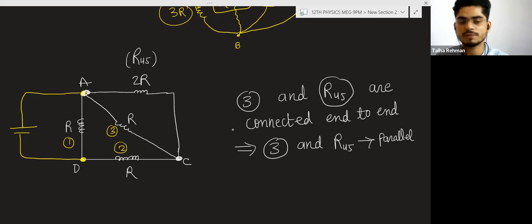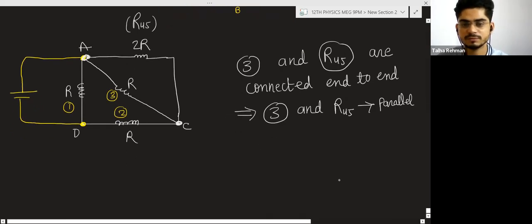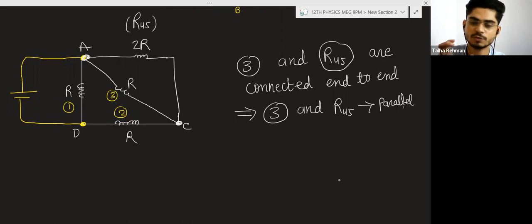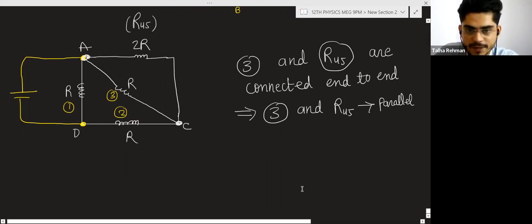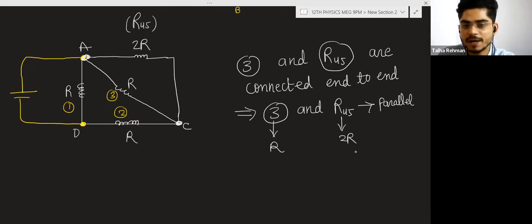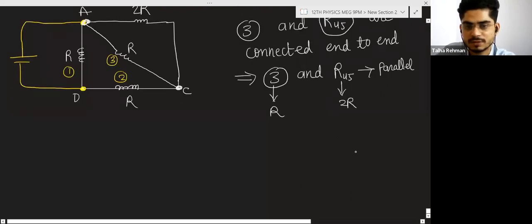One by one we will solve. We will identify and solve one part of the circuit. Again we will identify and solve one part of the circuit. This is the only way to solve the circuit. So R3 is R and R45 is 2R, means R and 2R are in parallel combination. So we can find R345.